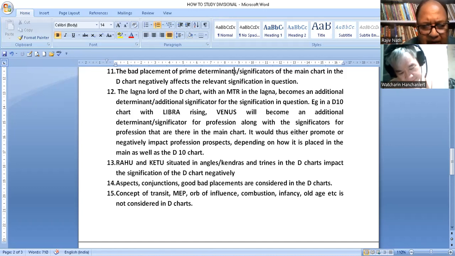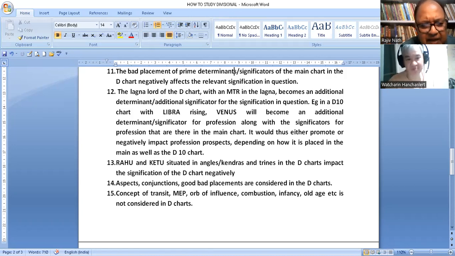Number 13, Rahu and Ketu situated in angles, that is houses 1, 4, 7 and 10, and trines, that is 5 and 9, in D charts impact the signification of the D chart negatively. Rahu and Ketu generally spoil things in the D chart.